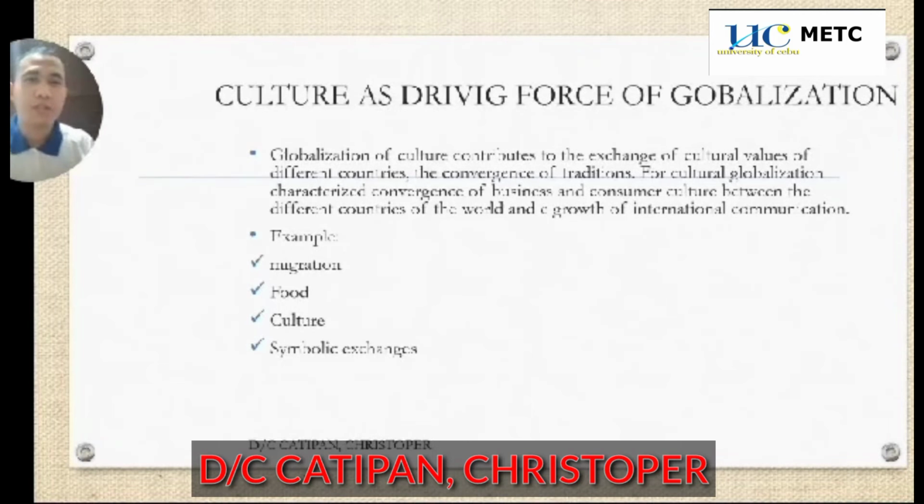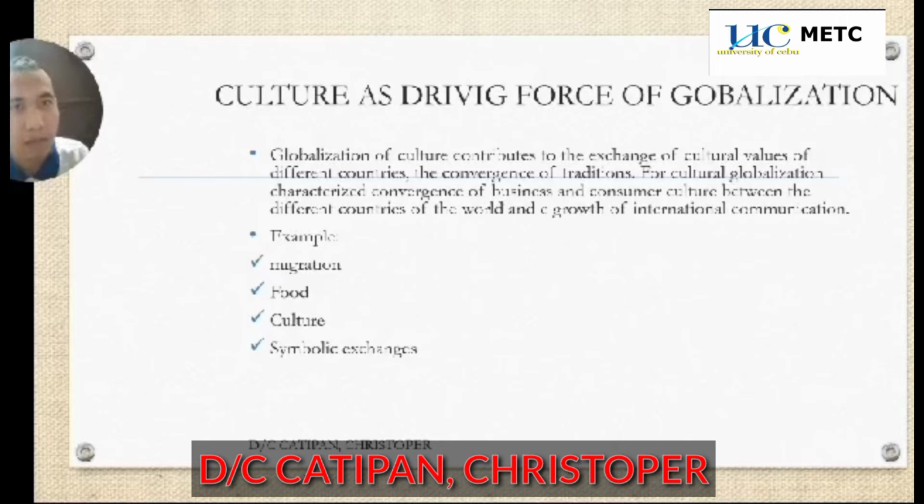So next is culture as a driving force of globalization. Globalization of culture contributes to the exchange of cultural values of different countries. The convergence of traditions in cultural globalization is characterized by the convergence of business and consumer culture between the different countries of the world and the growth of international communications.